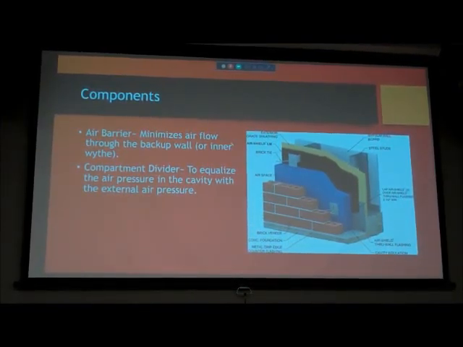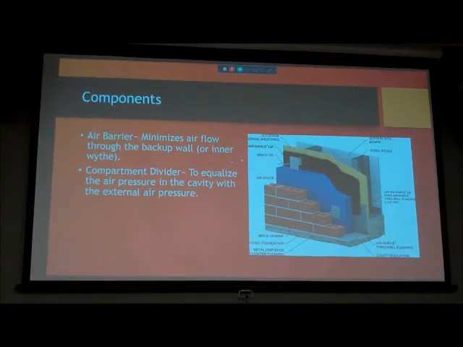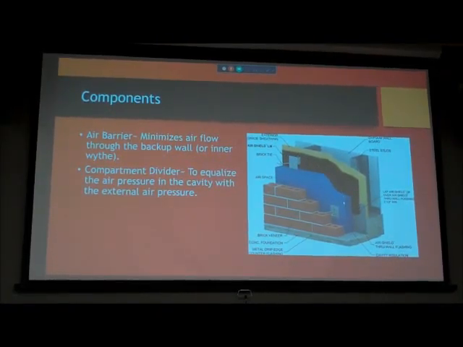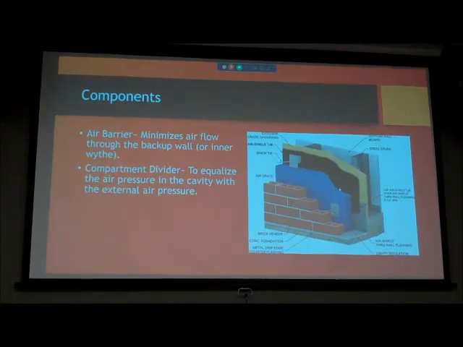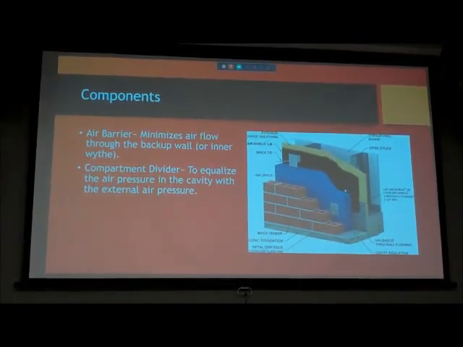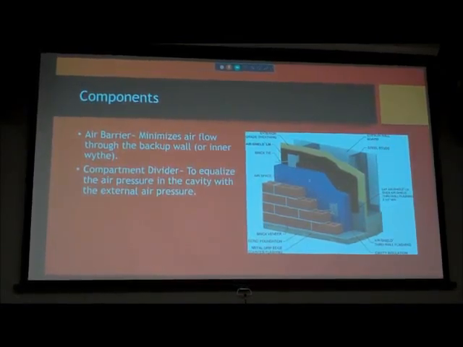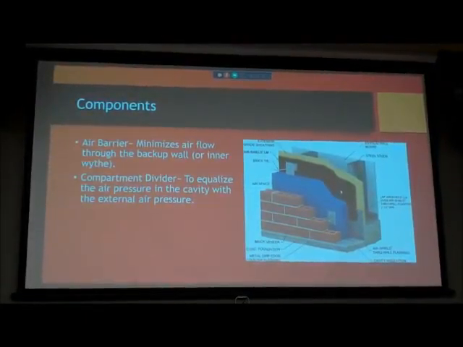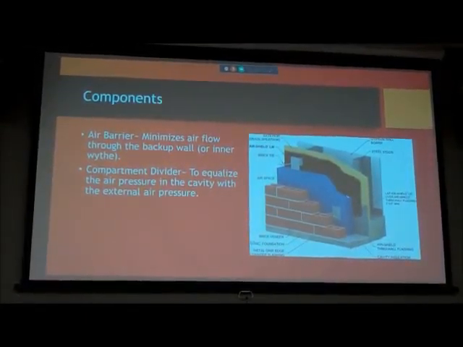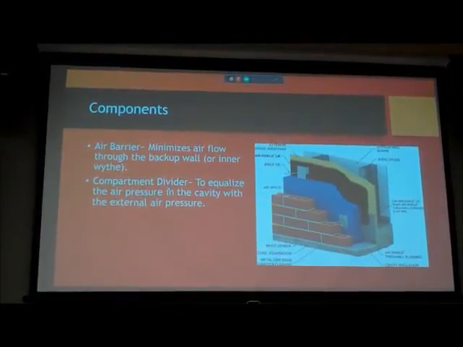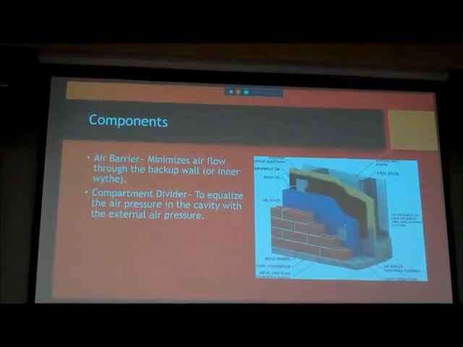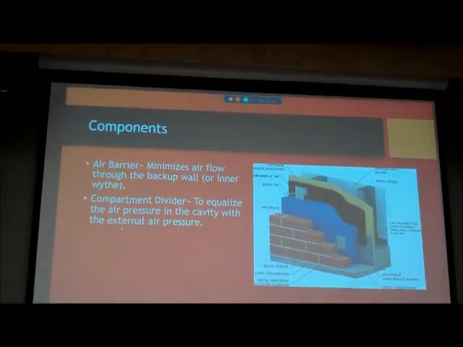And then the air barrier, which is right here, this black thing. There's a bunch of different materials that you can use. It minimizes the air going through the interior so that all of the air is kept from the inner wythe to the outside. And the compartment divider just equalizes the air pressure from the inside of the wall to the exterior.